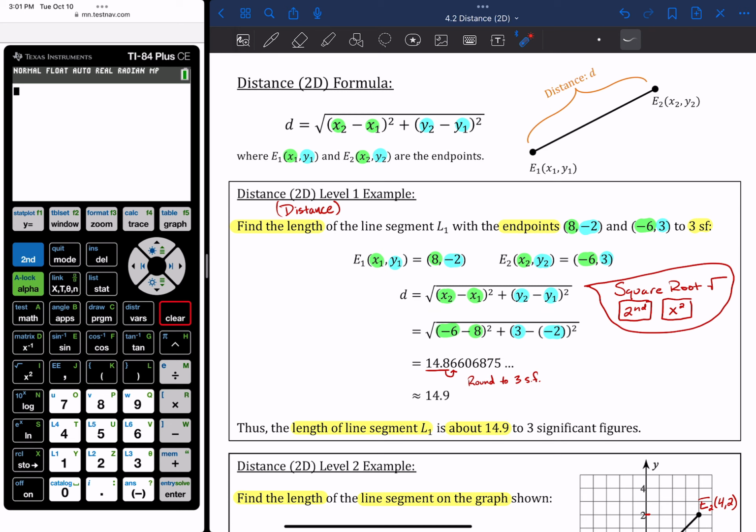calculate the value. So to get the square root, I just press the second button, blue, and then the x squared, so it'll be right there. Then I have my square root, and then I'm going to write as I see it right here. So I have parentheses, -6 minus 8, close that parenthesis. I'm going to square it, plus 3 minus -2. And then I have to do another parenthesis, you can see right here. That's just to close the whole thing. Then I have to square it. There we go. Press enter, and I get the value.